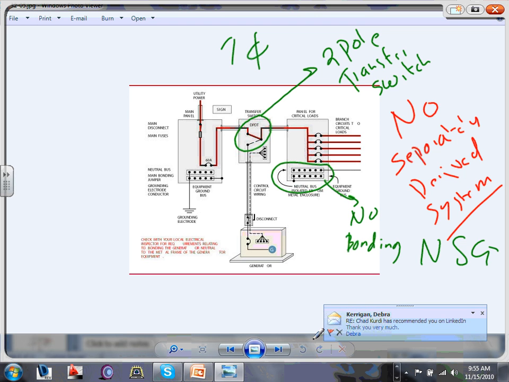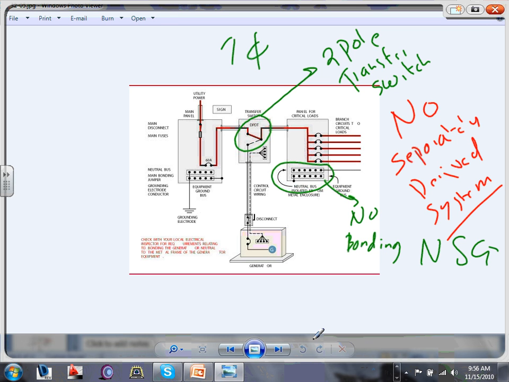To make this a separately derived system, you need to add a third pole here, and you need to go here and bond the neutral and the ground. You can bond the neutral and ground in two locations: right at the transformer, at the generator right here, or right at the sub panel. Any question about that? Any question about this system?